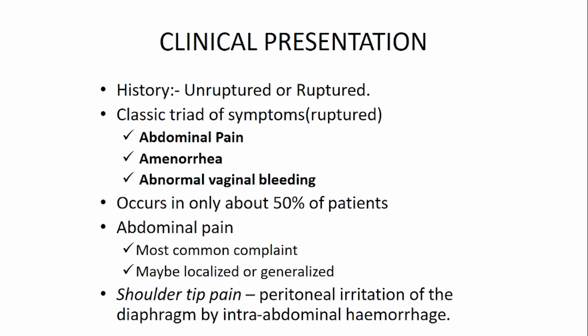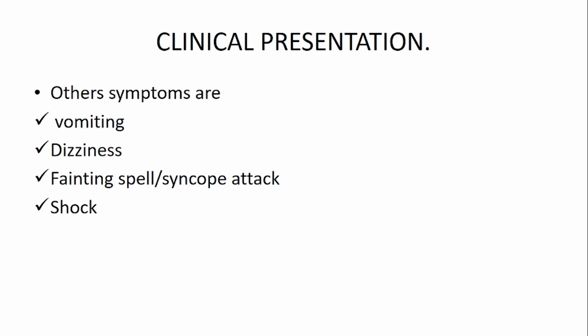The pain could be localized or generalized depending on the volume of blood in the peritoneal cavity. So you may have a general abdominal pain, or pain localized in the lower abdomen, depending, like I said, on the volume of blood that has been lost into the abdominal cavity. Other times, there is shoulder tip pain because of the irritation of the phrenic nerve that supplies the diaphragm. Other symptoms could be vomiting, dizziness, fainting, syncopal attack, and shock. Particularly, the rent in the tubal wall leads to a massive hemorrhage, so the patient can come in shock.